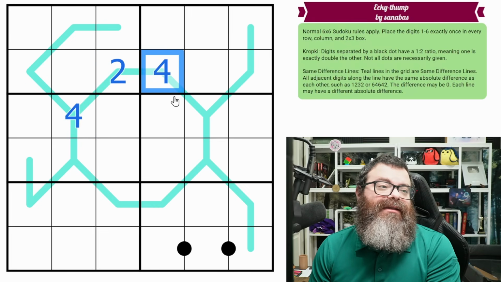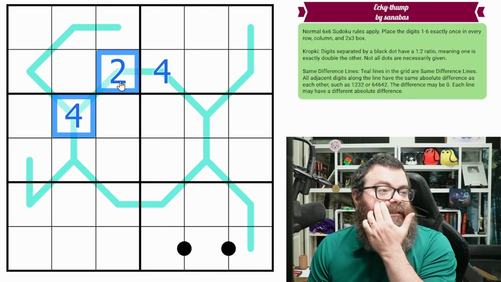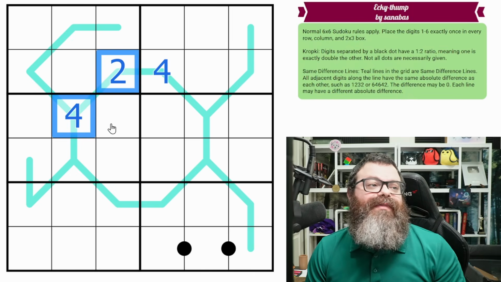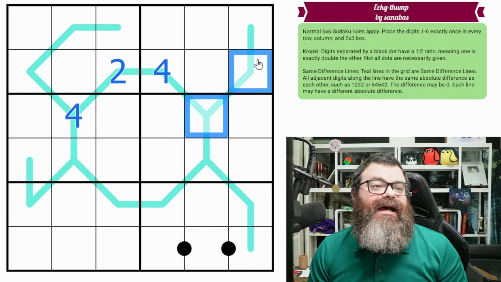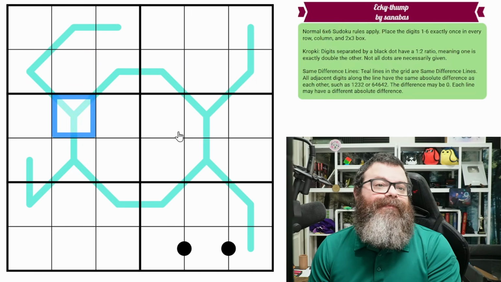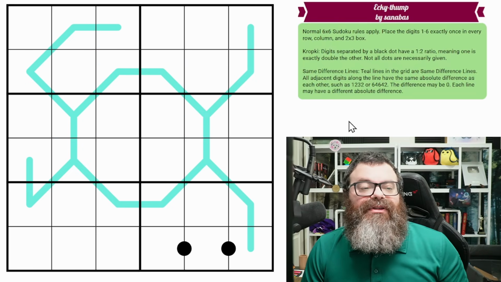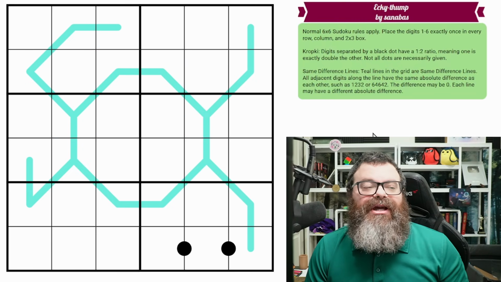So we could go to 4 again, right? So the ordering isn't important. Just take the bigger minus the smaller, and that's always going to be the same difference across the entire line. There's only one line here, so. All right, and that's it. Those are the rules. There's a link in the description if you'd like to try the puzzle yourself, and I'm going to get started right now.